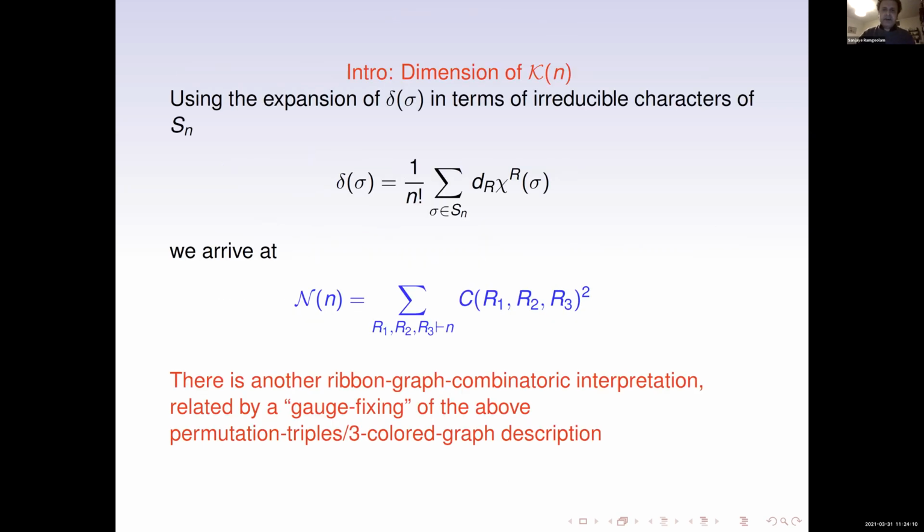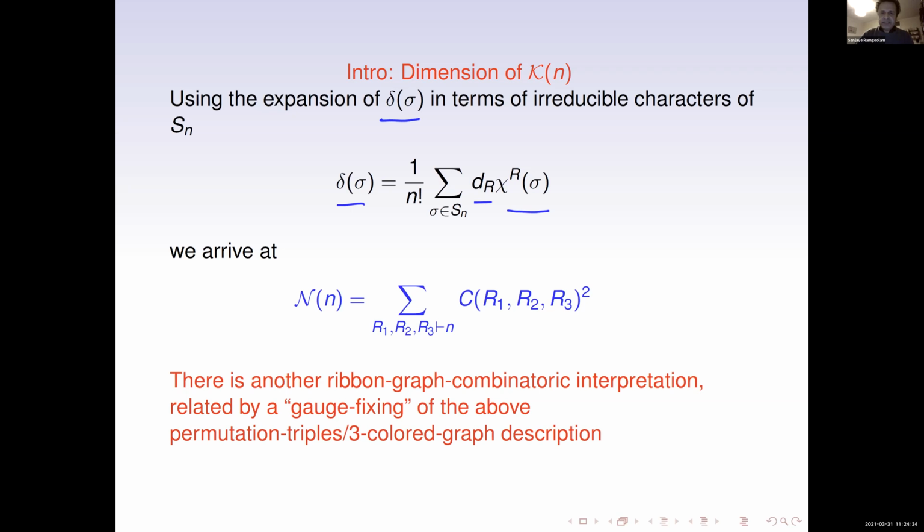Now, this is the delta function on the symmetric group. So the delta function on the symmetric group is related to the character in the regular representation. And as a result, there's an expansion of the delta function in terms of characters, irreducible characters of the symmetric group. And the multiplicities are the dimensions of the irreps. So you can take that previous formula and write it in terms of characters using this expansion.